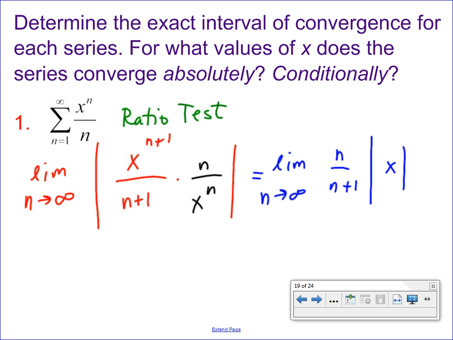Cindy? It goes to 1, right? You could do L'Hopital's rule. The derivative of n over n plus 1 is 1 over 1. It goes to 1. You could do down a term. You could do algebraic, divide everything by n.